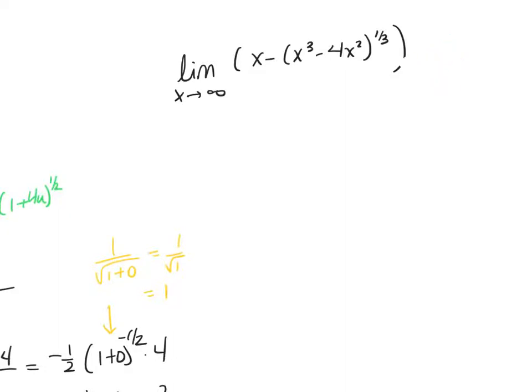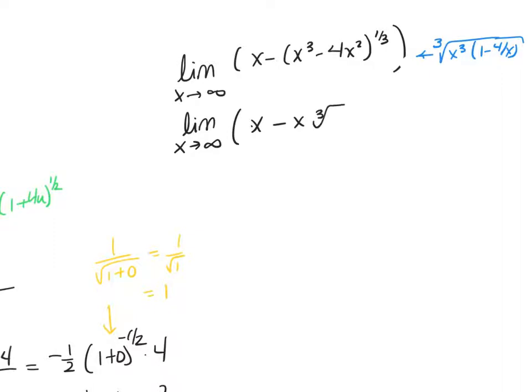So I'm going to do the same steps as I started out with. So write this as the limit as x goes to infinity, x and then minus, as I did before, this is the cube root of, I'm going to factor out an x cubed out of the two terms, so I have x cubed times 1 minus 4 over x. And then that allows me to do this, x, the cube root of 1 minus 4 over x.